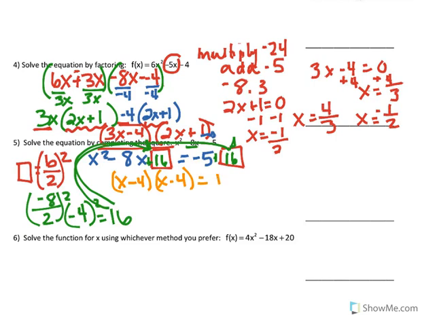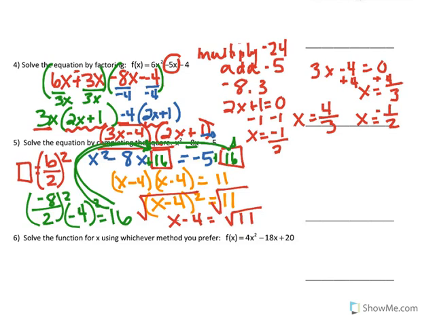Negative 5 plus 16 we know is 11. And we can write this more simplified, so we're going to put x minus 4 squared equals 11. So now you can take the square root of it because you want to get x by itself. So you're going to take the square root of both sides, and then we end up with x minus 4 equals the square root of 11.